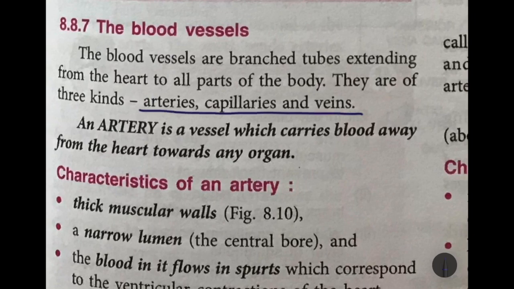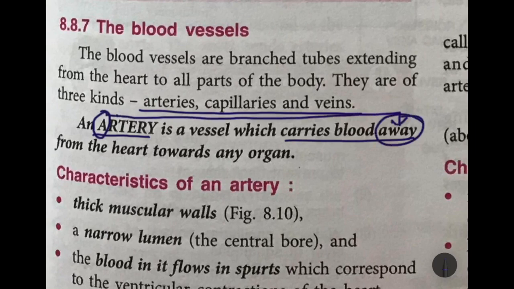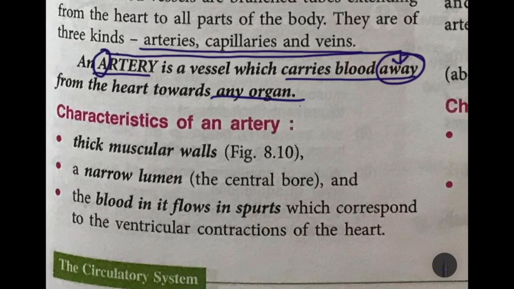Now, when we talk about an artery, we are talking about a blood vessel which carries blood away from the heart. Artery starts with an A. So remember, from A you get away. Okay, so it carries blood away from the heart towards any organ. So remember, maximum arteries carry oxygenated blood because it is taking blood away from the heart towards the organs. The only artery which carries deoxygenated blood is pulmonary artery, which is carrying deoxygenated blood from the heart to the lungs so that it gets oxygenated.